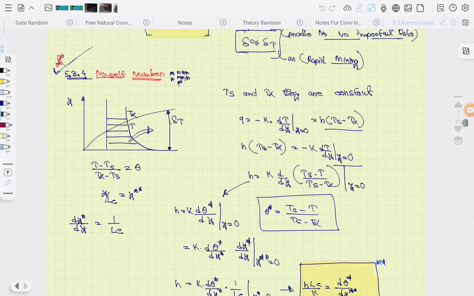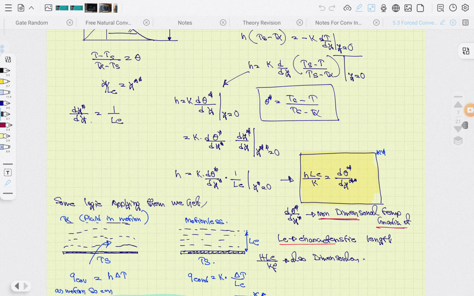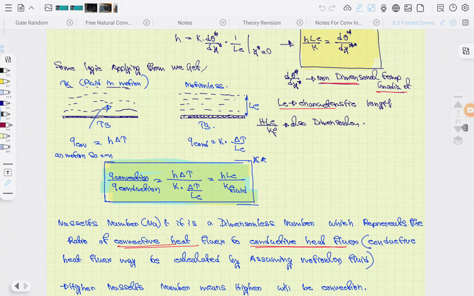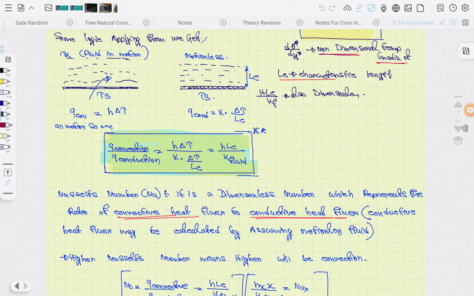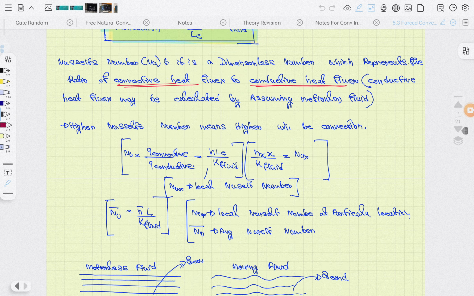Nusselt number, this is the ratio. This is the main thing that you need to see. There are many questions, and the nuances that you need to catch up on, from those things the question will be. That is h L by k, everyone will know, but the characteristic length, how the length is varying, how the boundary layers are developing, what is theta star, these are small things that really vary. So Q convection by Q conduction, and the same thing you have also read in the Biot number. So these are the ratios of Q convection by Q conduction.